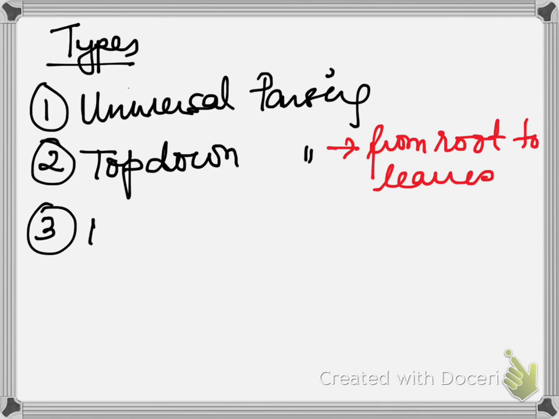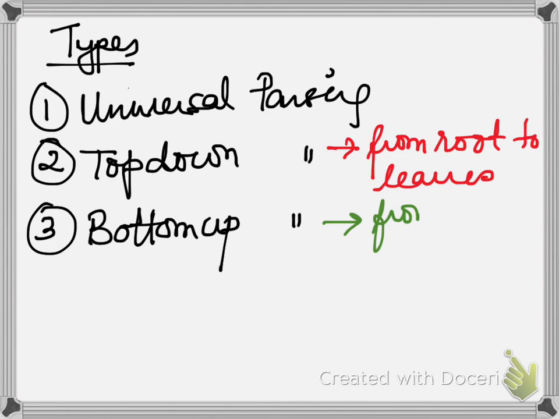And the third type is your bottom-up parsing. Bottom-up parsing is just the reverse of top-down. So you start from the leaves, from the bottom, and you work your way up to the root. If you can reach the root, then your parsing is completed. Like I mentioned, universal parsing is not commonly used for compiler design. So we'll look at top-down and bottom-up parsing.